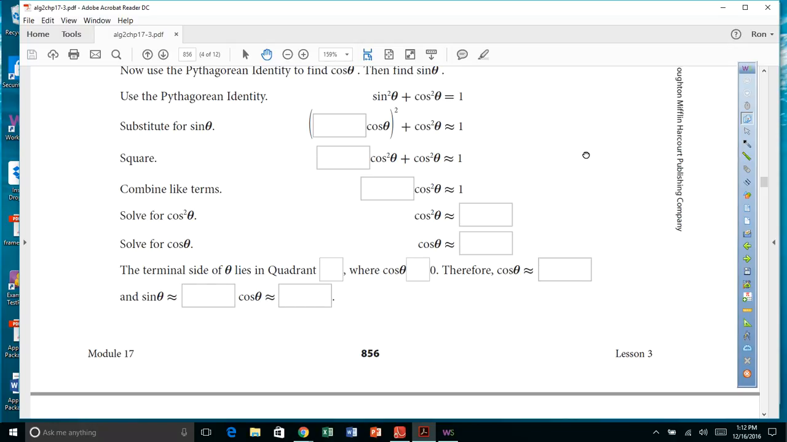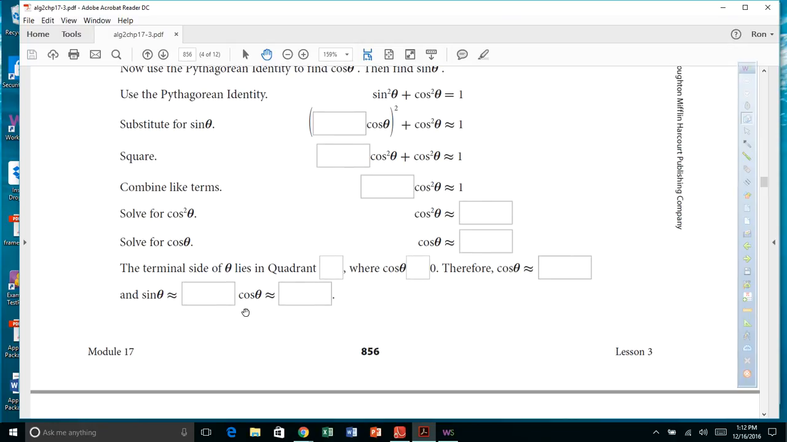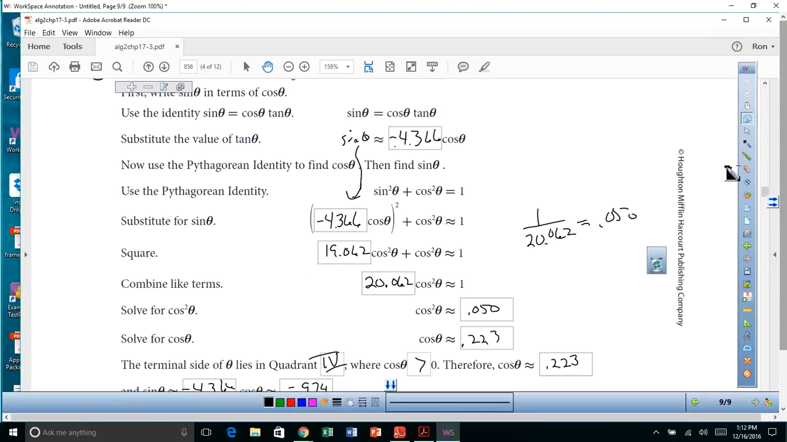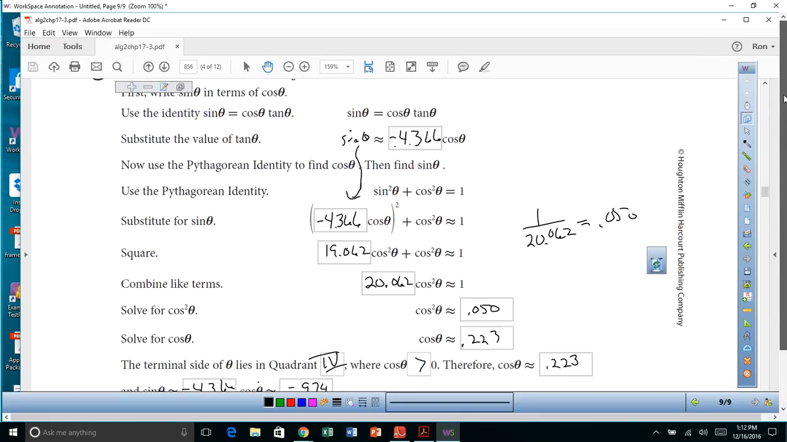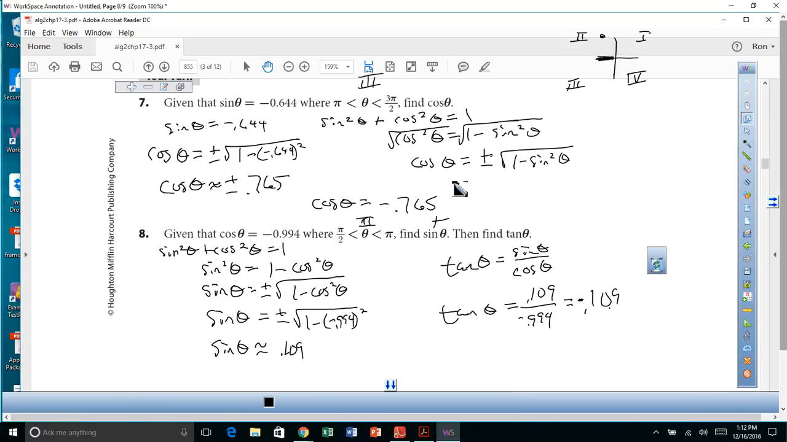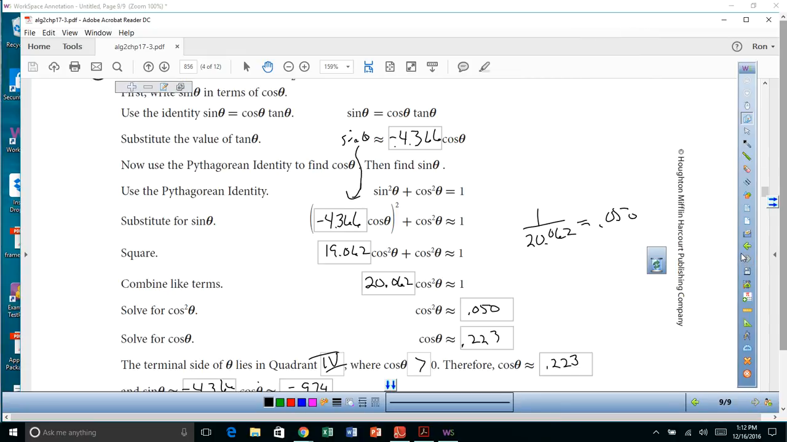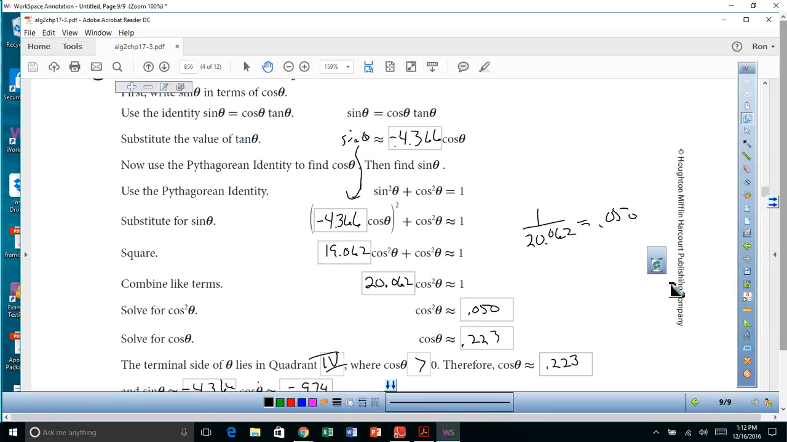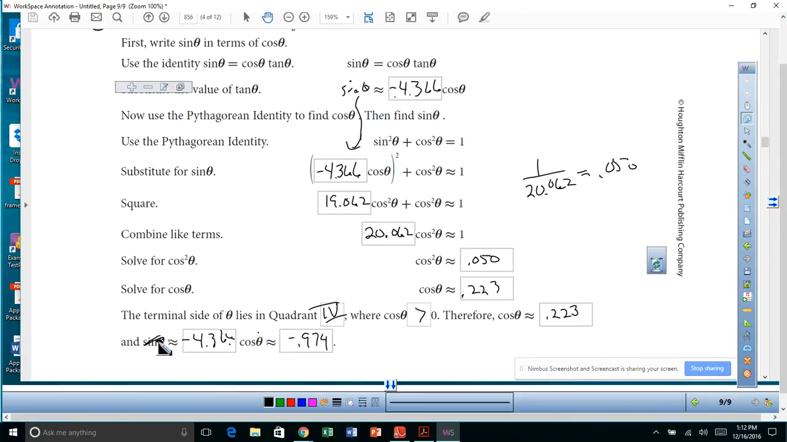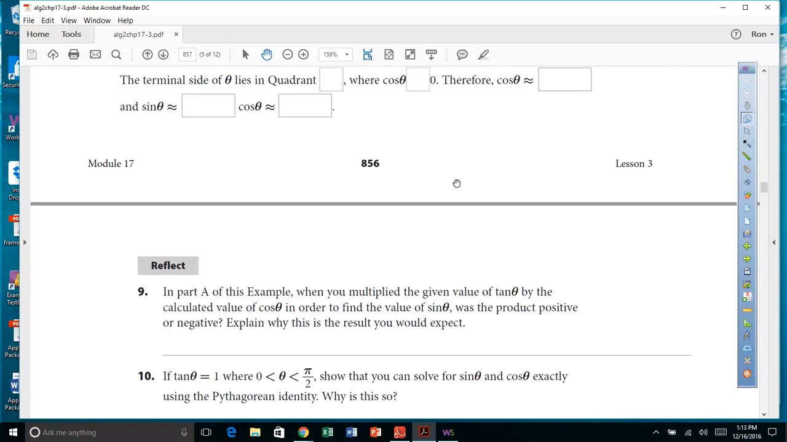Therefore, I think this here was supposed to be, that should actually be tangent theta. That's a misprint. Well, no. What did it say? Tangent theta was negative 4.366. So let's see here. I got a little happy. So tangent theta, and then that's sine theta. All right, sorry about that. Okay, my book's a little bit mixed up.